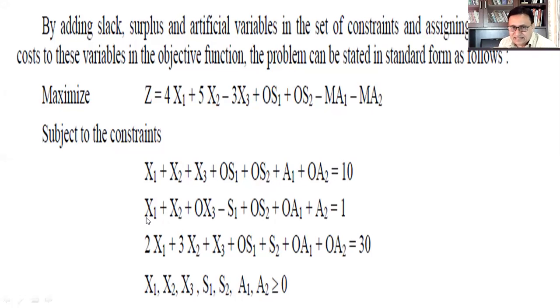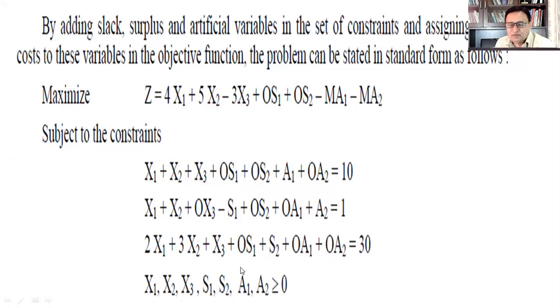Similarly, in the second constraint, x1 minus x2 plus 0 x3 minus S1, because it is a greater than or equal to type constraint. S2 was not introduced, so a 0 coefficient may be introduced. So 0 A1 plus A2 is equal to 1. Similarly, in the third constraint, 2x1 plus 3x2 plus x3 plus 0 s1 plus 0 s2 plus 0 a1 plus 0 a2. Here only s2 is introduced as a slack variable, so equal to 30 will be there. All x1, x2, x3, s1, s2, a1, a2 are greater than or equal to 0.